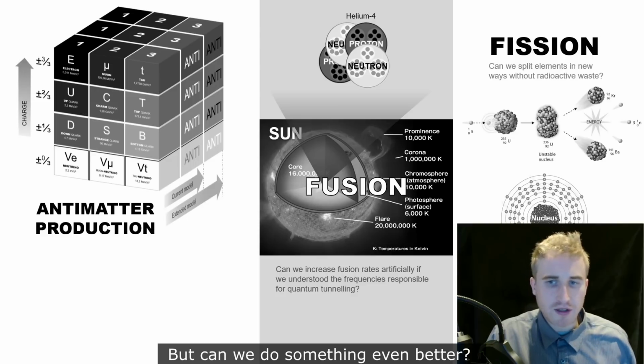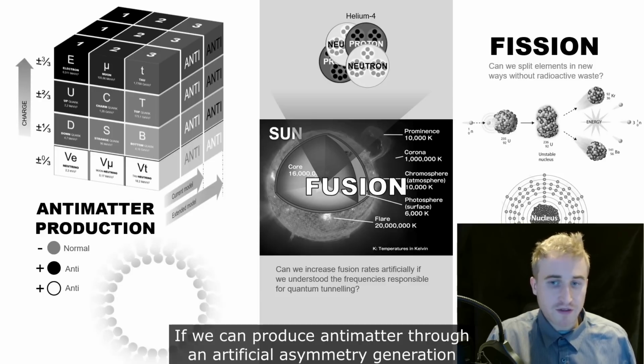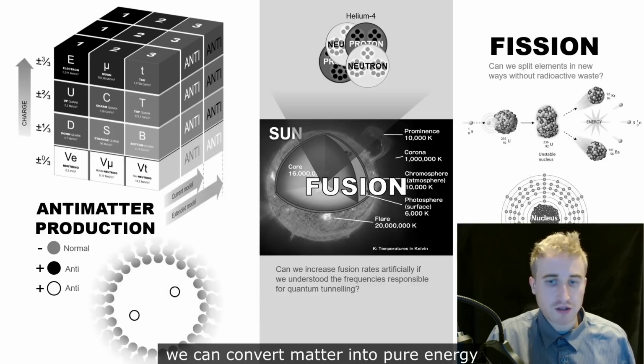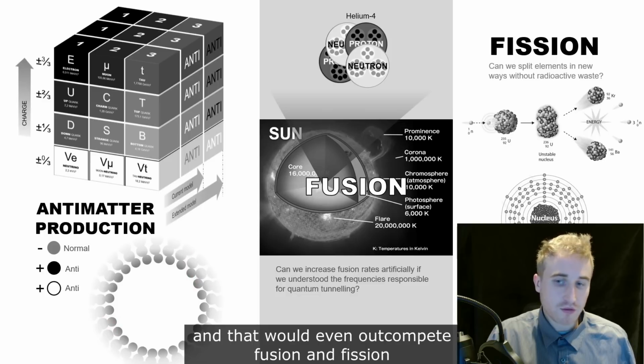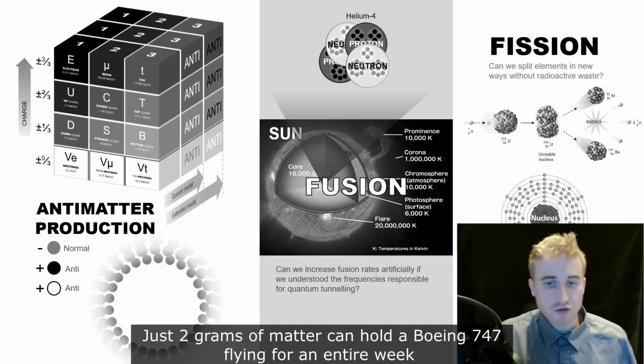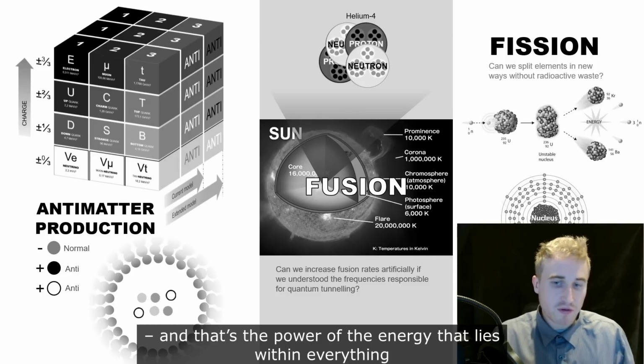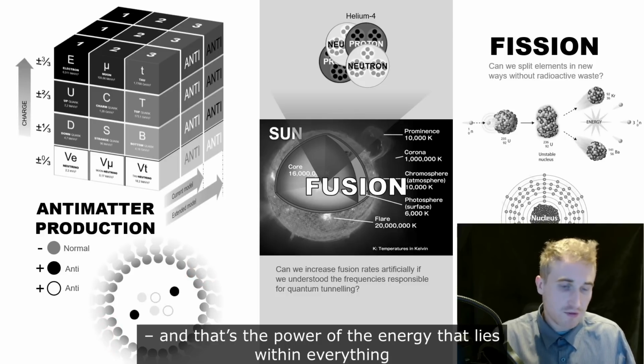But can we do something even better? Yes, with antimatter there are even better opportunities. If we can produce antimatter through an artificial asymmetry generation, we can convert matter into pure energy, and that would even outcompete fusion and fission, which only release a fraction of the atomic energy. Just 2 grams of matter can hold a Boeing 747 flying for an entire week, and that's the power of the energy that lies within everything.